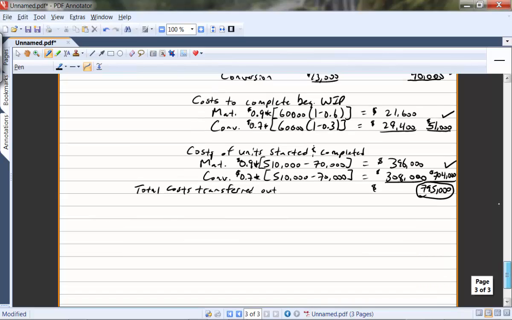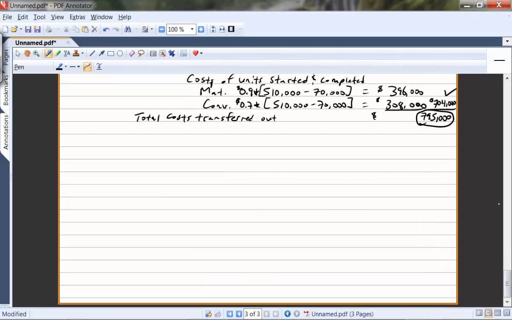Now, let's go ahead and do part 4. Let's do the cost reconciliation for FIFO before we do part 3 for weighted average. I'll just put FIFO cost reconciliation.